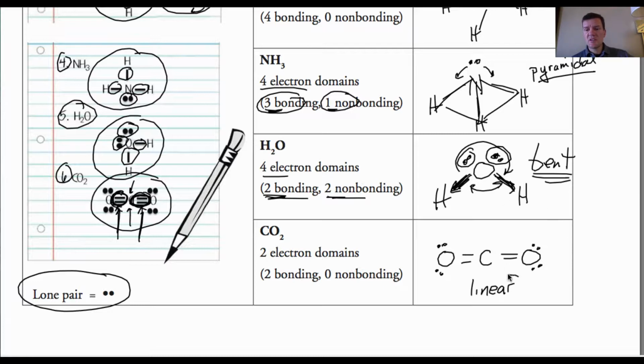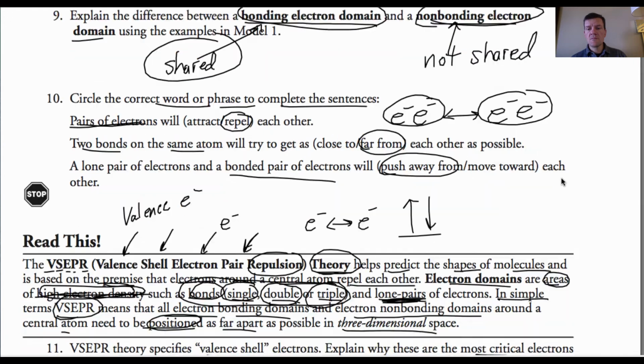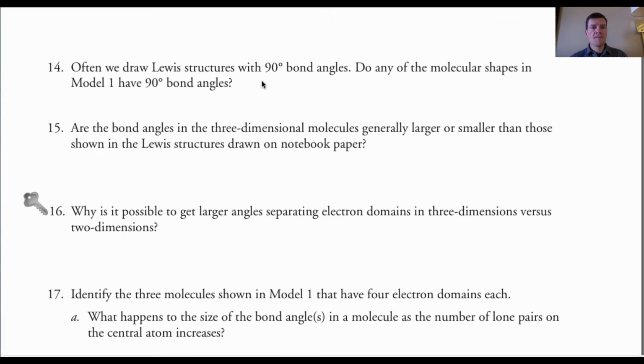Notice the difference between these two. Here's a good comparison, bent versus linear. It's linear because the only electron regions are bonds around the central atom, there's 2 electron regions and they're all bonds. Here we have 2 bonds as well, but you've got lone pairs that are taking up space. Okay, so make sure you understand the difference between these 2 3D models. Alright, moving on, those are 5 very, very common 3-dimensional molecular shapes that you should know.